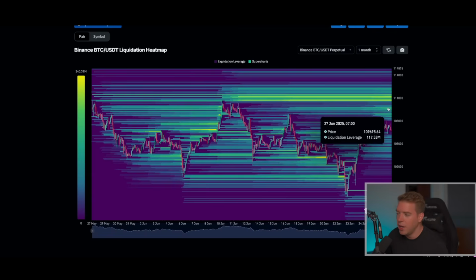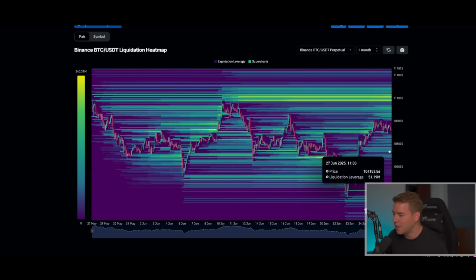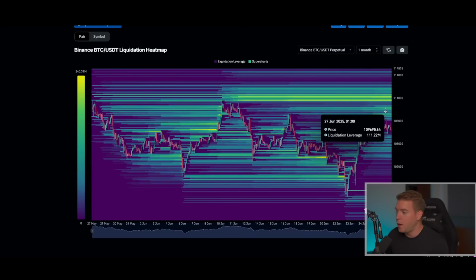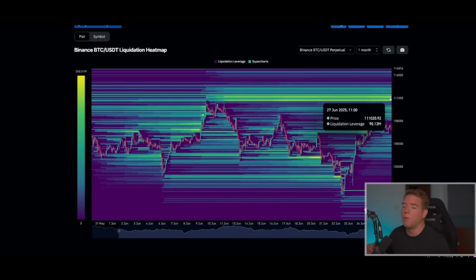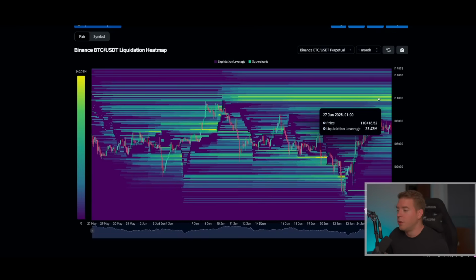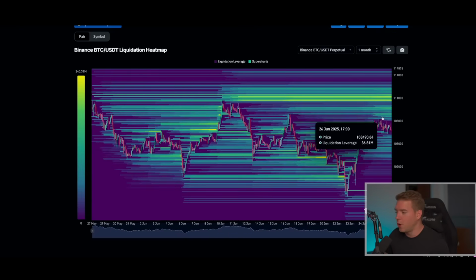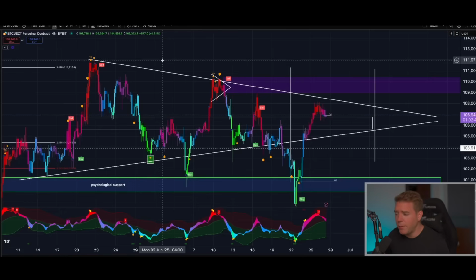Look at the brightness of these bars above us and look at the brightness of the bars below us. These bars up here are way brighter than the ones below. That means there's more liquidity up here. And then, of course, we would go all the way up and touch $111,000 to grab liquidity in these regions before we would turn around and get another consolidation phase. Potentially another flush and then continue most likely into the $140,000-$150,000 range.